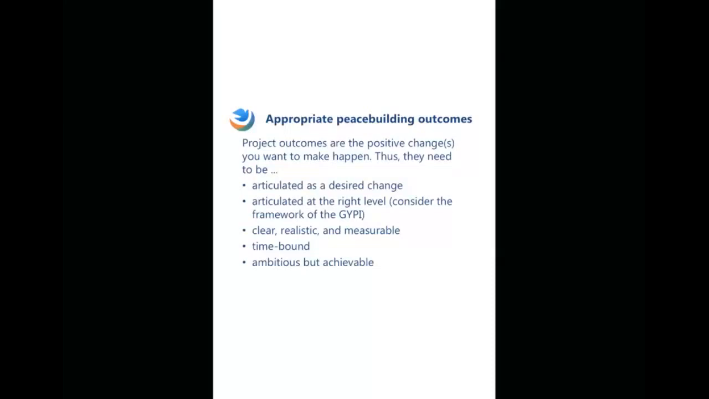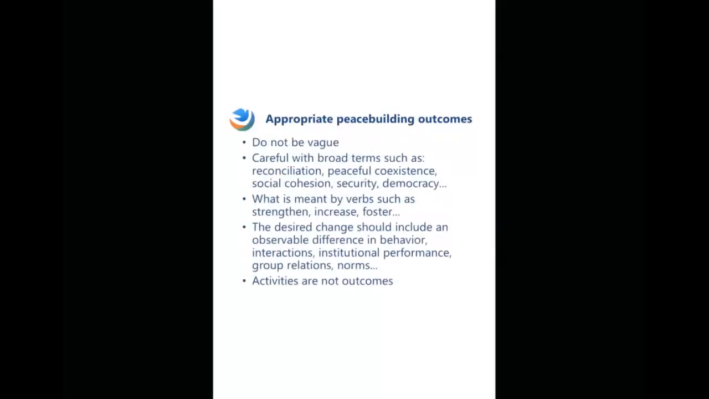If we continue, don't be vague. And in particular, be careful with broad terms such as reconciliation, peaceful coexistence, social cohesion, security, democracy. These terms are often vague ideas of what a vision of peace could look like in your context, but they are very seldom a concrete project outcome. For example, peaceful coexistence can do very different things in very different societies and contexts. So it is important that you are specific about what is your vision, what is your concrete change of what peaceful coexistence, for example, could mean as part of the outcome of your project.